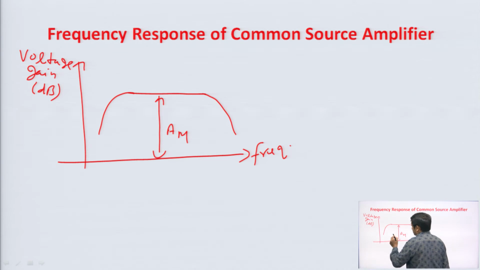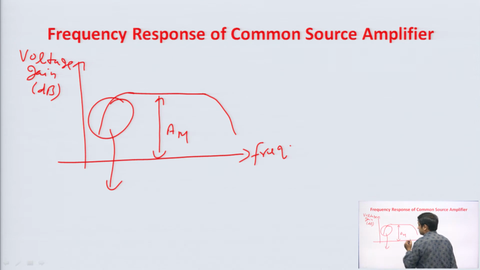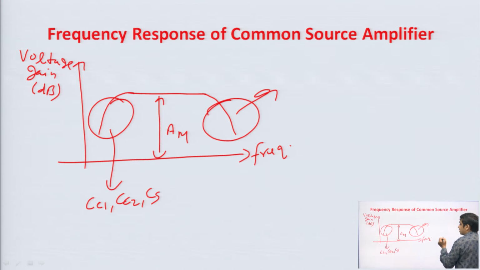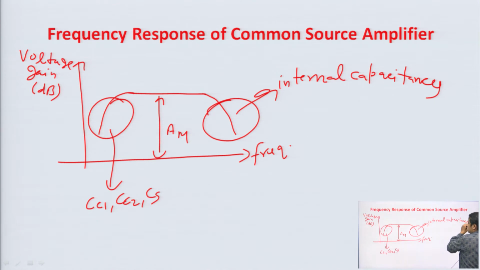So, at low frequency the gain is reduced due to the external capacitors, those are coupling capacitors and bypass capacitors, and at high frequency the gain is reduced due to internal capacitances. Fine. Now, we need to understand why it is happening so. Why at low frequency do the coupling capacitors, the external capacitors, play an important role, and at high frequency the internal capacitances play an important role.